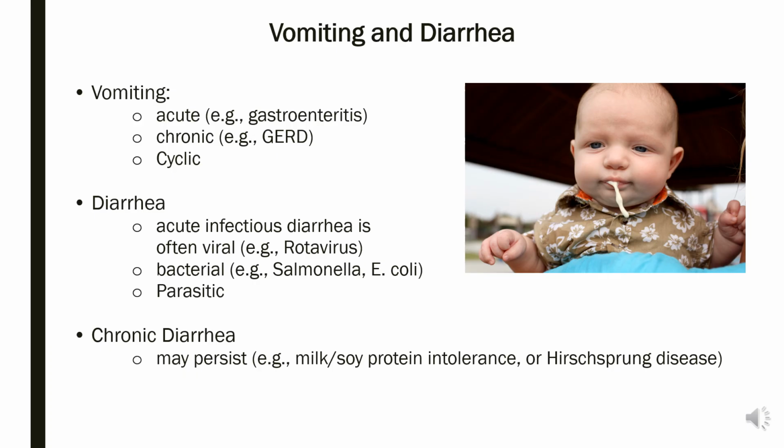So in assessing for vomiting, it's important to look at the onset and the character because this may help us determine the cause. Diarrhea can also be acute or chronic. Acute infectious diarrhea is often viral. Rotavirus is the most common type. It can also be bacterial, such as Salmonella or E. coli, or it can be parasitic. Chronic diarrhea is more concerning because it's difficult to stop or treat, such as intolerances to milk or soy protein. Another cause in infants is Hirschsprung disease.